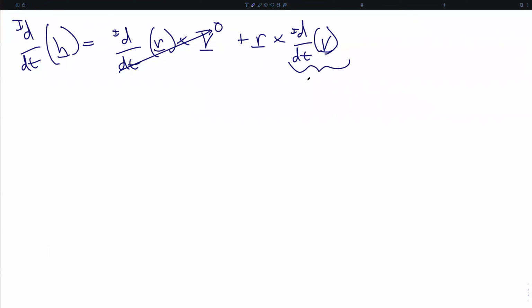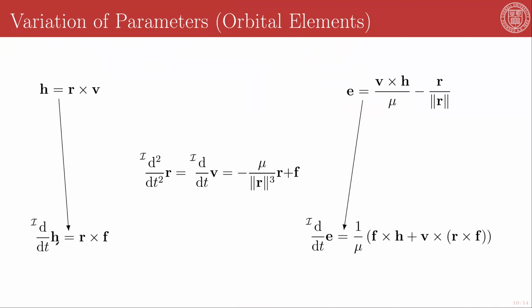Let's write this out. Distributing the cross product, the first term still goes to 0, but we are left with an r cross F term. So very unsurprisingly, the derivative of the specific angular momentum looks a lot like a specific moment, or a position vector crossed with a specific force. We're going to do the same thing for the eccentricity vector, which we've previously found was equal to v cross h over the gravitational parameter minus the unit direction of r.